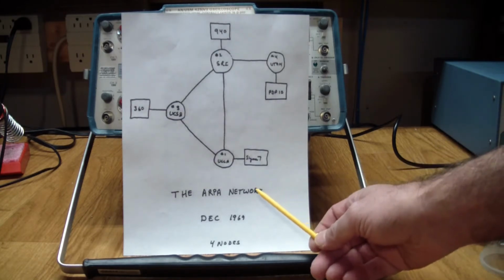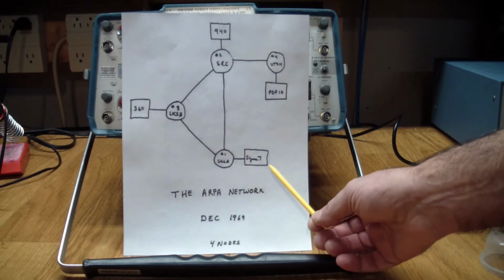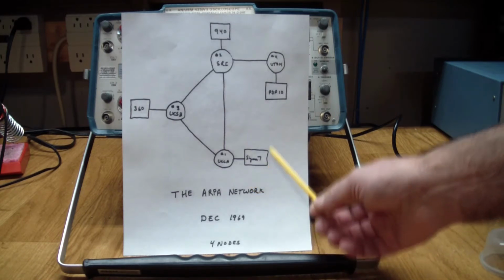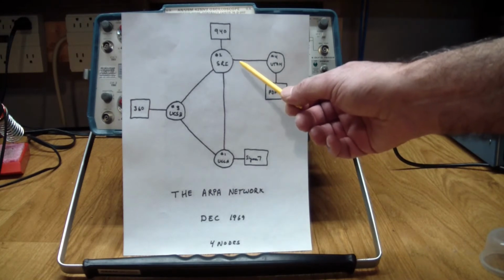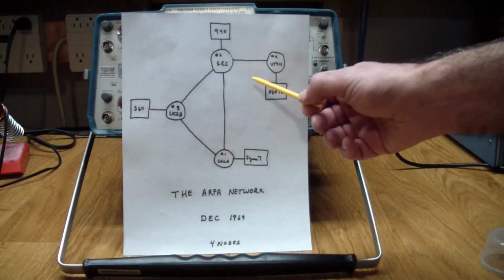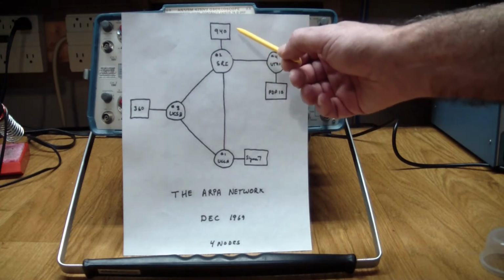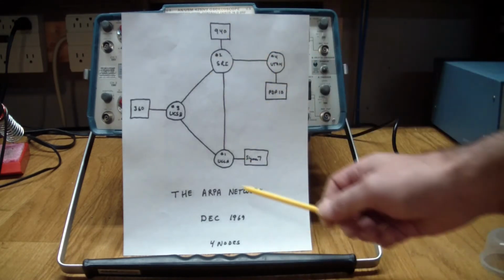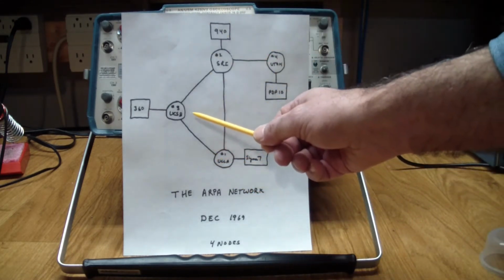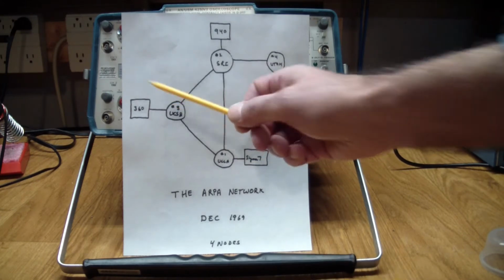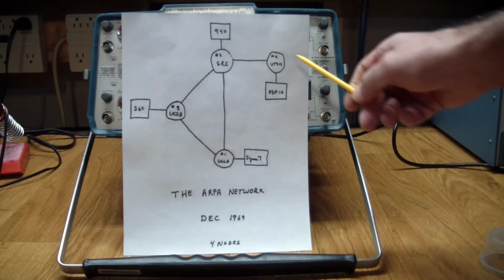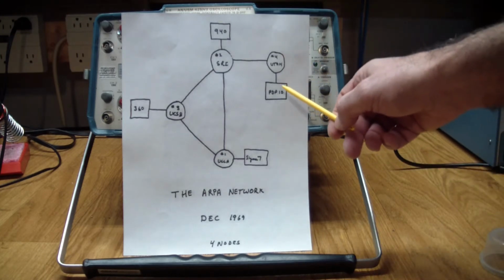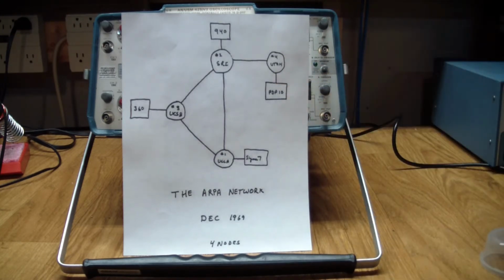the first node was University of California in LA using an SDS Sigma 7 computer. Second node was the Stanford Research Institute near San Francisco. That used an SDS 940. Next was the University of California at Santa Barbara using an IBM 360. And last but not least, the University of Utah, which utilized a PDP-10.